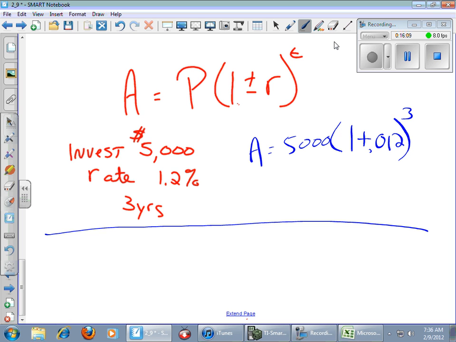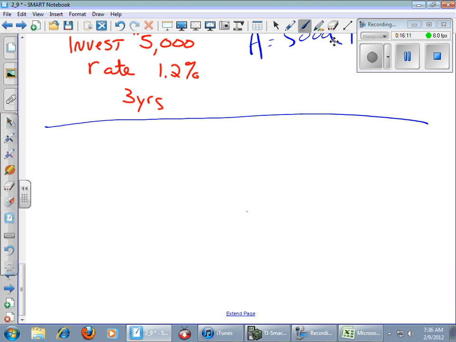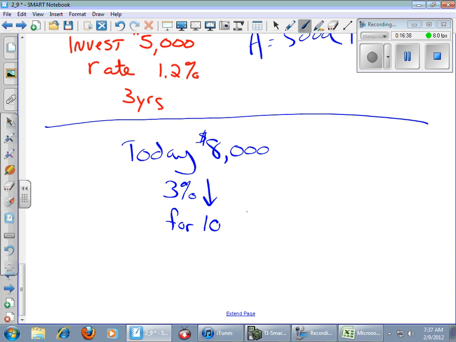Now, let's pretend it's the end of my investment. It's today. I have $8,000. Okay, it had been growing in a bank account. Well, let's do decreasing. It had been decreasing in a bank account. It's a bad investment at a rate of 3%, for 10 years. How much money did I put in the account 10 years ago?